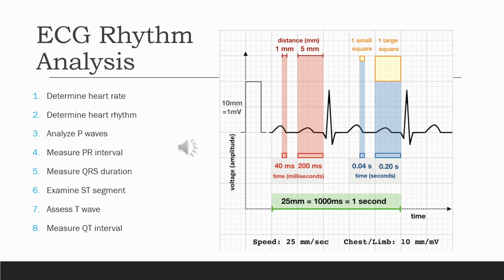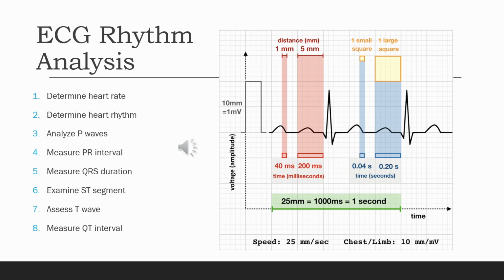Step 6 is going to be to examine the ST segment. The ST segment represents early ventricular repolarization, and it should be at that isoelectric or flat line. Again, ST elevation can suggest that we have an acute myocardial infarction, whereas ST depression may indicate that we've got some ischemia or digoxin toxicity.